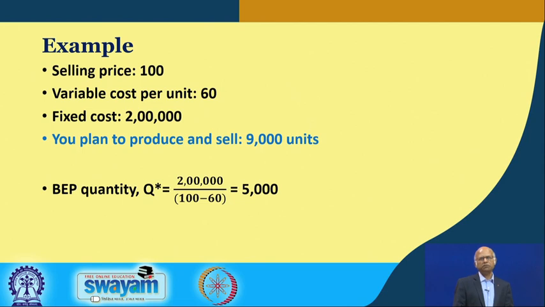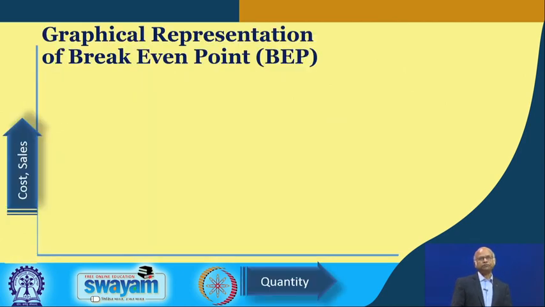Here is a very simple example. Selling price is 100, variable cost per unit is 60, fixed cost is 2 lakh rupees. So, what is the break even point? It is just fixed cost divided by selling price minus variable cost, which is 5,000. So, 5,000 units are to be produced and sold so as to meet all the expenses out of sales proceeds.